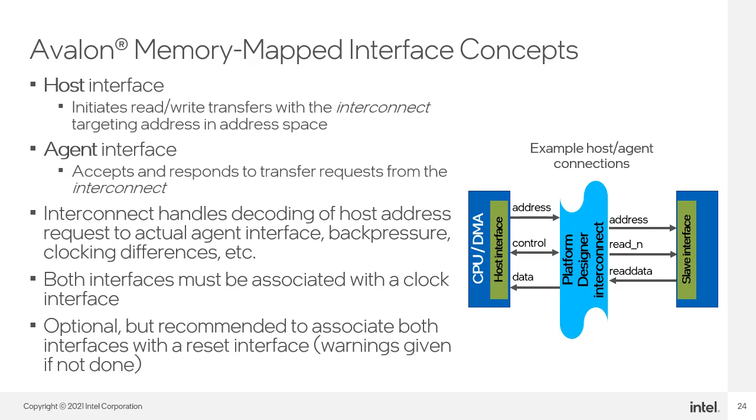It is also common for a component to have multiple memory-mapped interfaces. For example, a single component may have a host interface to initiate reads and writes to an agent, such as a memory, and an agent interface to allow another host, like a processor, to configure it. The interconnect handles all the address decoding, backpressure, clock domain and interface differences, and arbitration if multiple hosts connected to a particular agent try to access that agent simultaneously.